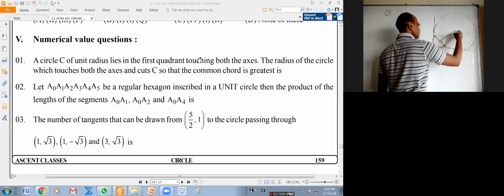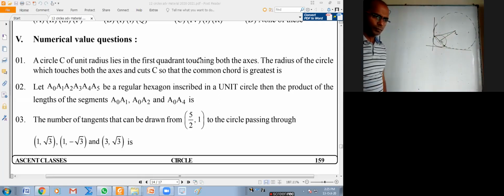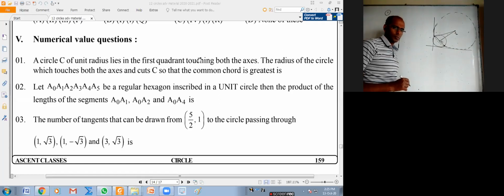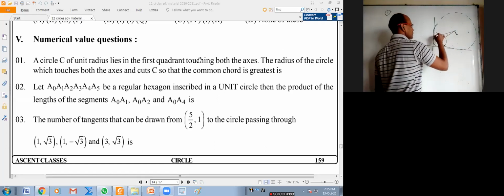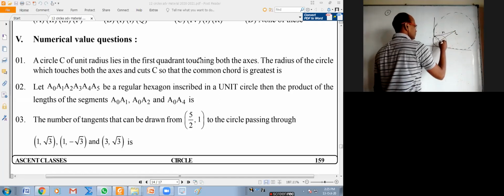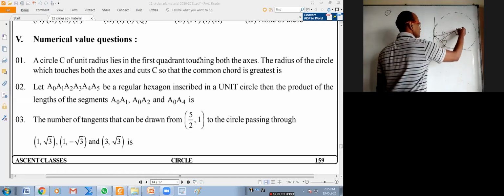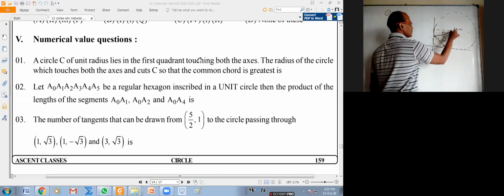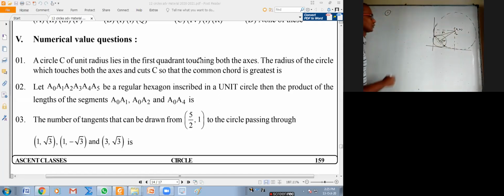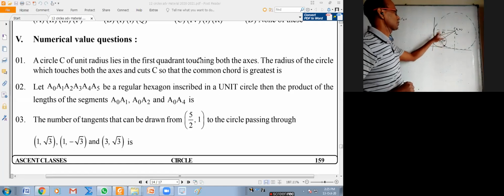This is C1, this is C2. We wanted to know the radius R. So this is, let us say, R. This is 1. This is 1 comma 1. This is R comma R. But this is also radius. This is also radius. So C1C2 should be R itself. No, C1C2 square plus 1 square should be R square.